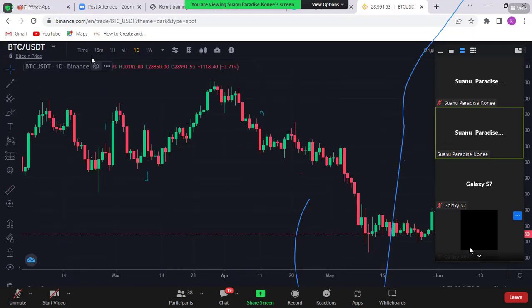Now, this is 1 day. This is the time frame. So this is 1 day. This indicates that each of the candlesticks here is a 1-day candlestick. So this is telling us that today the market is bearish.